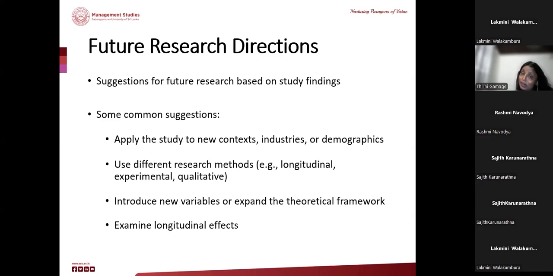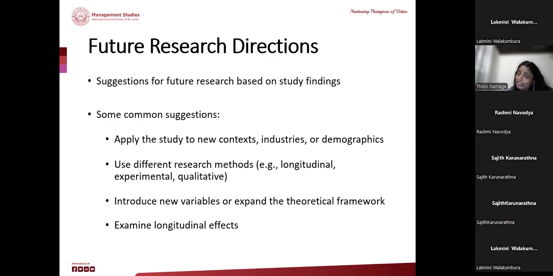And if you did a cross-sectional study, you might have collected data at only one specific point. It doesn't allow you to detect temporal changes that happen with time. So the future researchers can think about replicating your study in different contexts by using different research methods. They can think about conducting a longitudinal study or using experimental design. These are the possibilities that you can suggest.